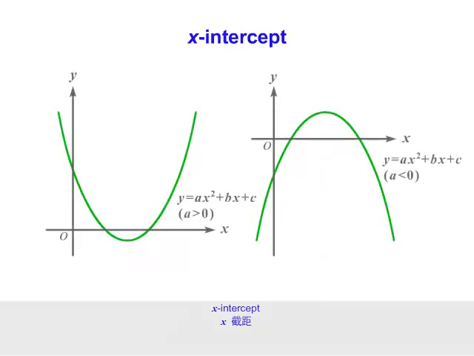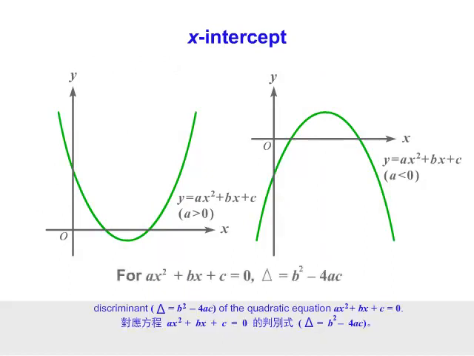X-intercept. The number of x-intercepts can be determined by the discriminant, delta equals b squared minus 4ac, of the quadratic equation ax squared plus bx plus c equals 0.